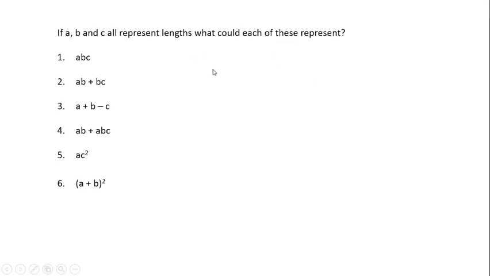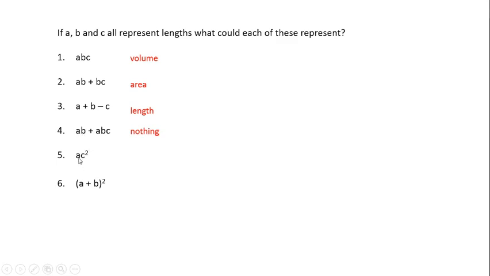Okay, so if we look at these, what could they represent? We've got A, B, C. This is a length times a length times a length, which is a volume. Here we have a length times a length plus a length times a length, so an area plus an area is an area. Here we have a length plus a length, take away a length, so this is just lengths. Here we have a length times a length plus a length times length times length, an area plus a volume, which is nothing. There's no unit there, so that doesn't make any sense as far as our units are concerned.